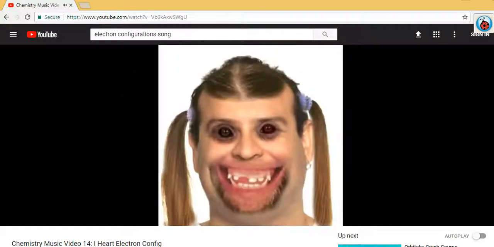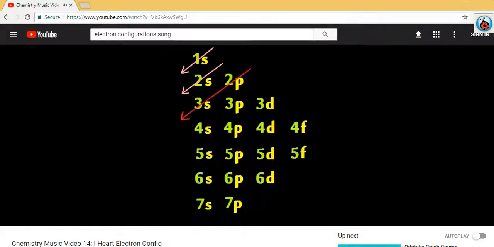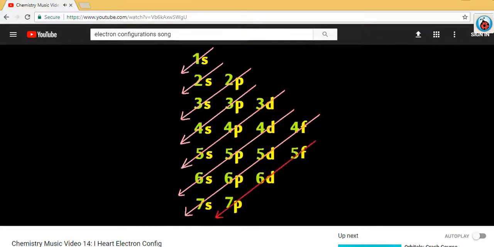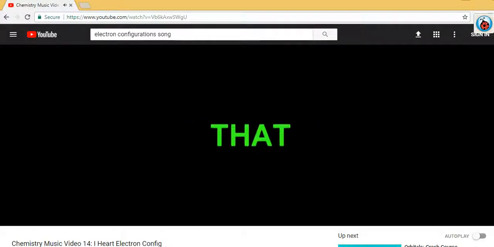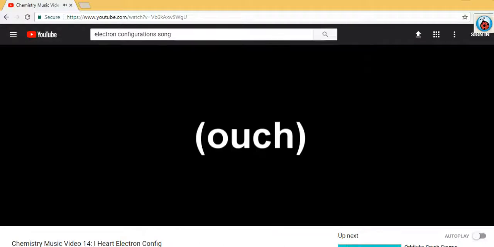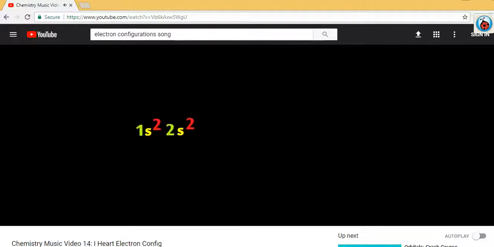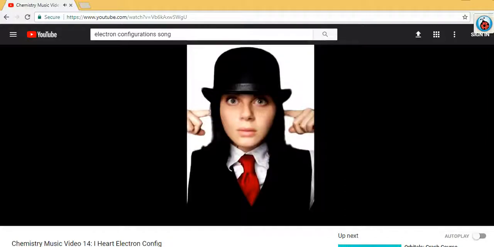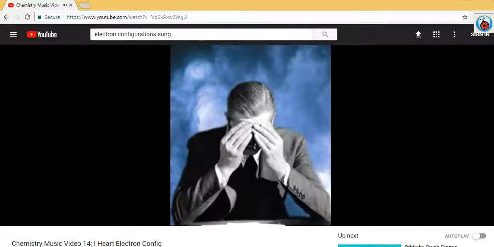I can't wait, just tell me when. Get them all up, let's start again. Again, one top level fills and the next can start. Electron config is something that I heart. And now it's 1s2, 2s2, 2p6, 3s2, 3p6, 4s2, 3d10. Okay, you can stop now.